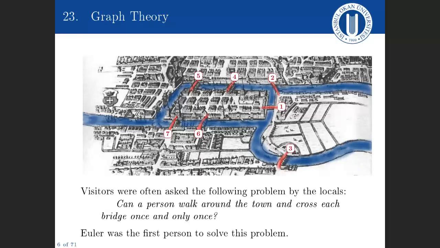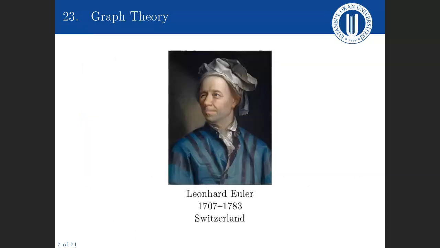And visitors were often asked the following problem by the locals. Can a person walk around this town and cross each bridge once and only once? Euler was the first person to solve this problem. And we're going to be discussing how he solved it later.